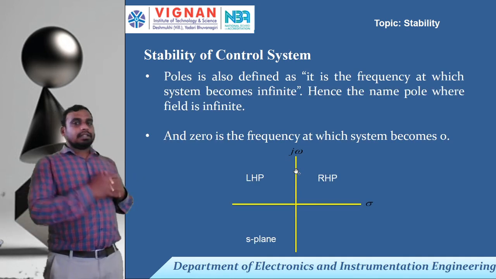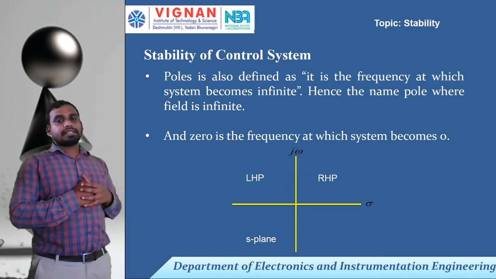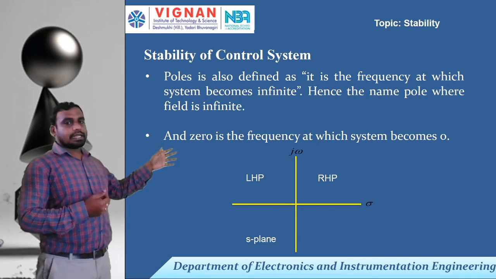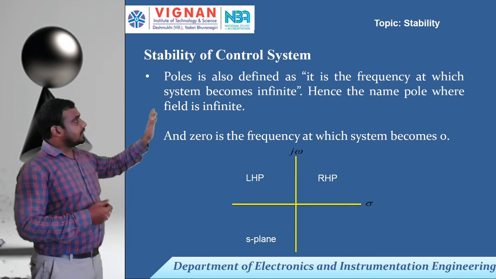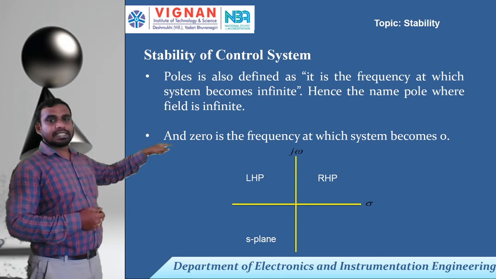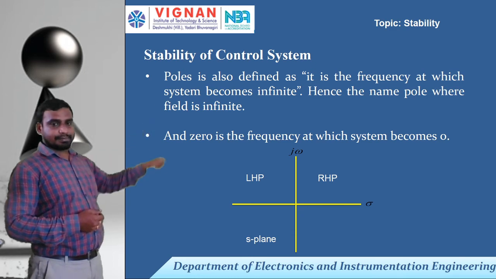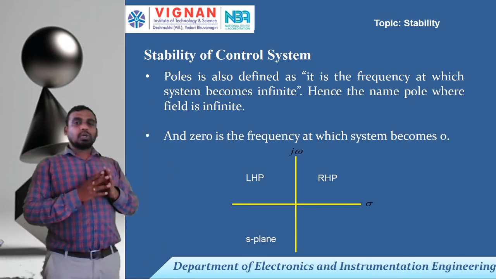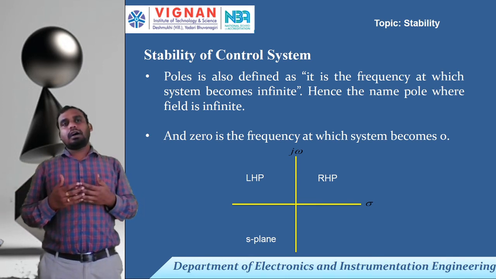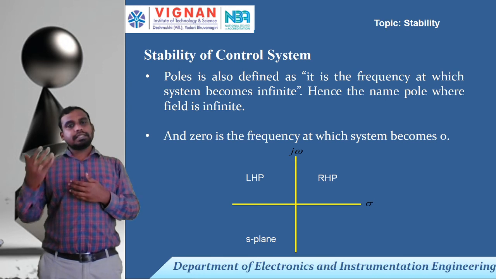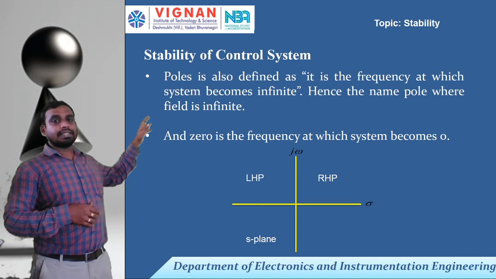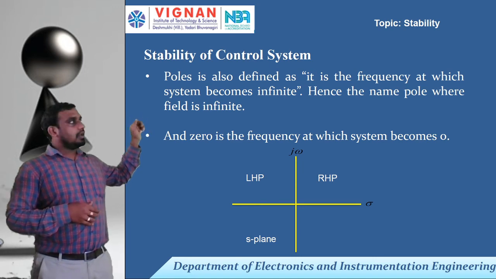We discussed the S plane in the previous class as well, but we'll have a small recap. The S plane consists of the right half plane, left half plane, origin, and the imaginary axis. J omega is the imaginary axis. Whatever system we are representing, if we need to tell whether it is in a stable or unstable condition, we can define it based on the roots of the characteristic equation.